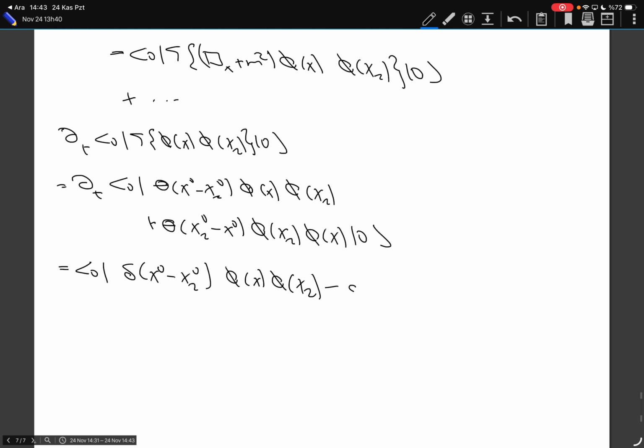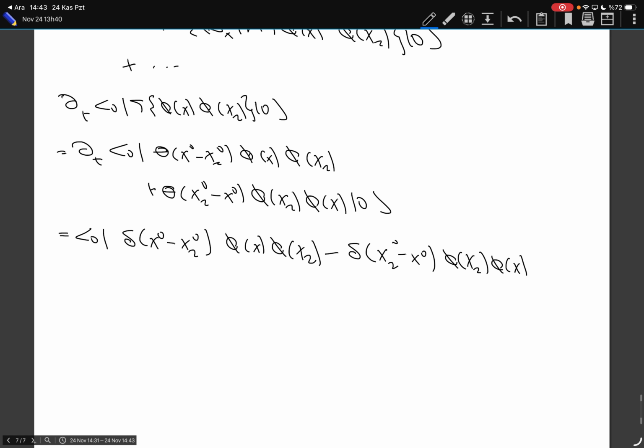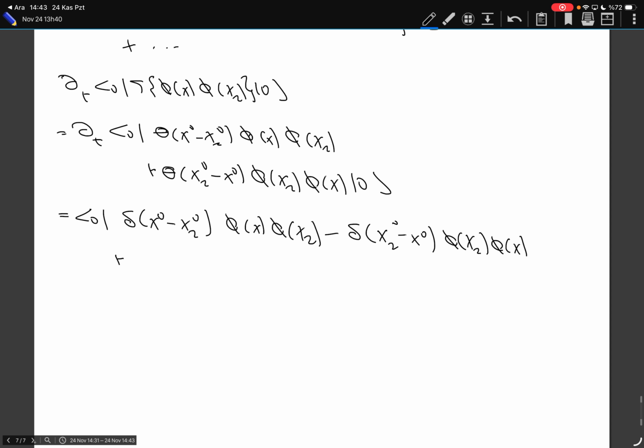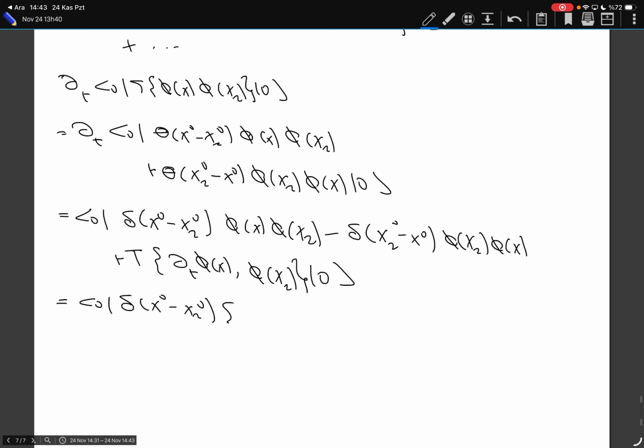That will be minus the Dirac delta of x20 minus x0, phi of x2, phi of x. And then I have the derivative of phi of x, but that is nothing but the time-ordered product T of the derivative of phi of x, phi of x2. And this will give me the Dirac delta x0 minus x20 times the commutator of phi of x and phi of x2.